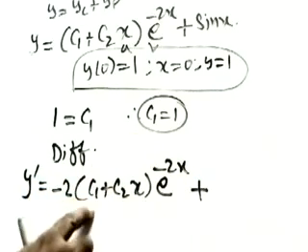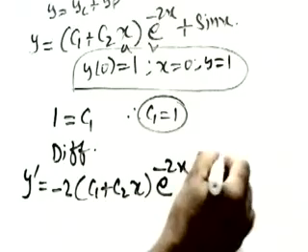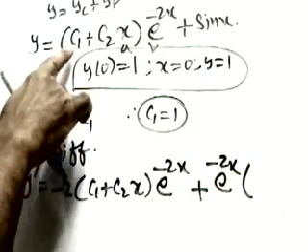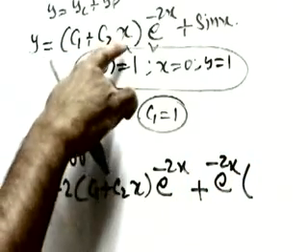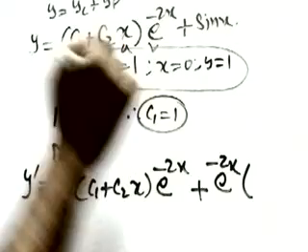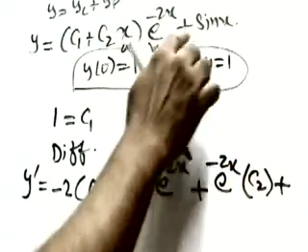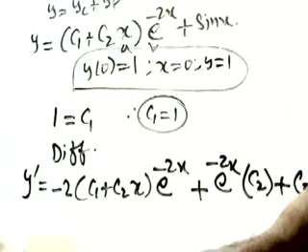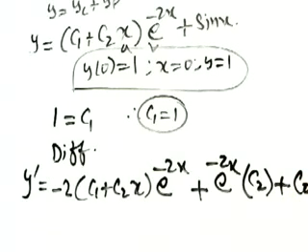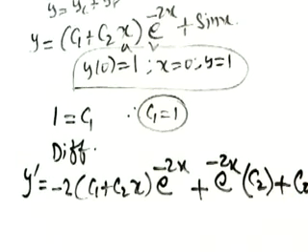Let me write this here. Plus, u d by dx of v plus v d by dx of u. v means e power minus 2x, d by dx of u: c1 is constant so 0, d by dx of x is 1, 1 into c2 will be c2. Plus d by dx of sin x is cos x.